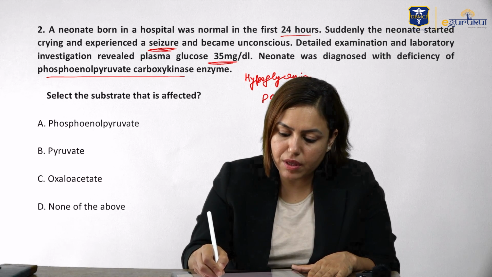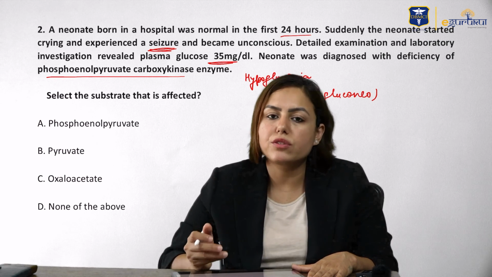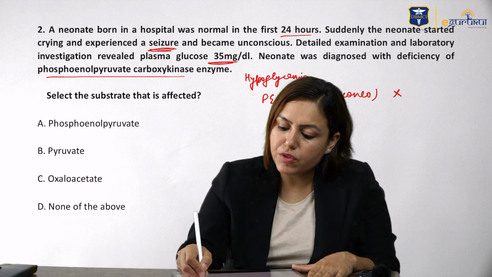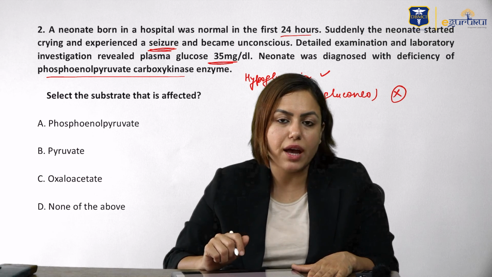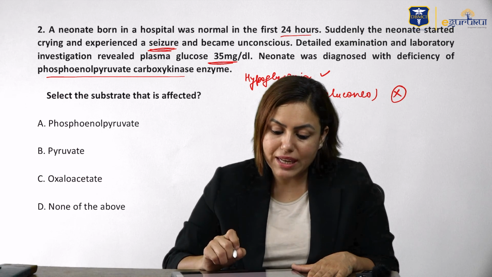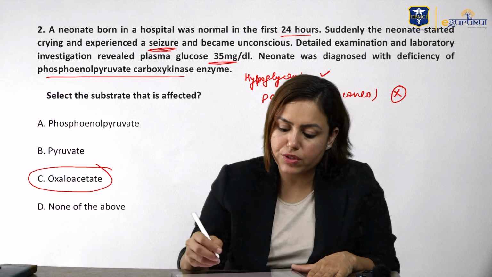So PEP-CK is enzyme of gluconeogenesis. Gluconeogenesis provides glucose to blood. So when this enzyme is not working, the pathway gluconeogenesis is not working. That's why patient has hypoglycemia. So select the substrate that is affected. So the substrate of PEP-CK is oxaloacetate.